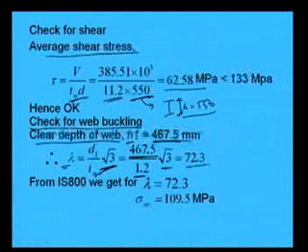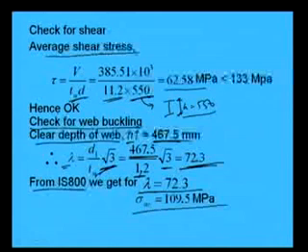1.2 means TW will become 12, because I am working in millimeters. So for lambda 72.3, from IS 800 we will get the sigma SC value as 109.5 MPa. So the allowable compressive stress sigma SC is 109.5 MPa for lambda equal to 72.3 and Fy equal to 250. In this way we can find out the sigma SC value.